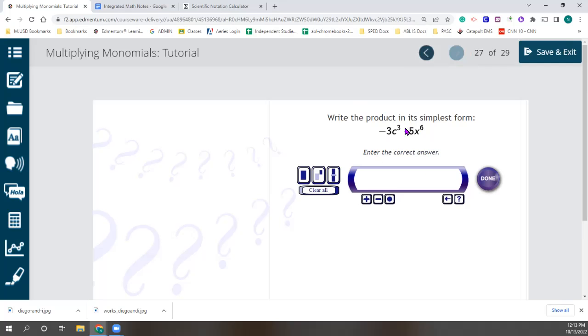Write the product in its simplest form. Scratch paper time. -3 c cubed, or c to the 3rd power, multiplied by 5x to the 6th power. Write the product in its simplest term. Uh-oh.